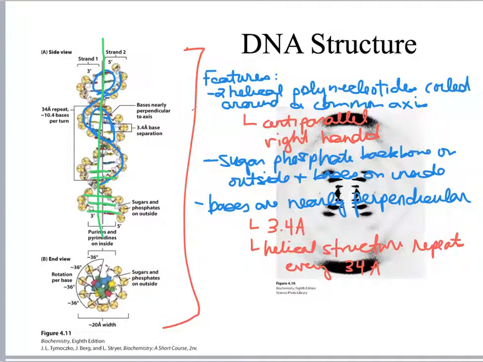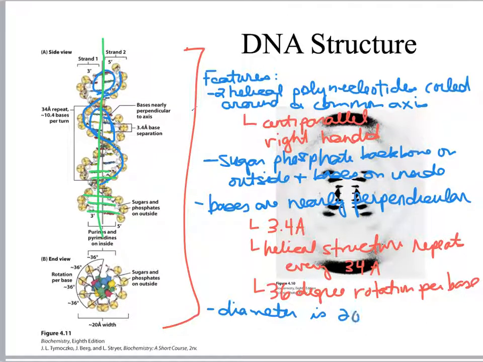So there are 10.4 bases per turn of that helix. And there's also a 36-degree rotation per base. And then the last feature, the diameter of the helix of this overall structure is 20 angstroms.